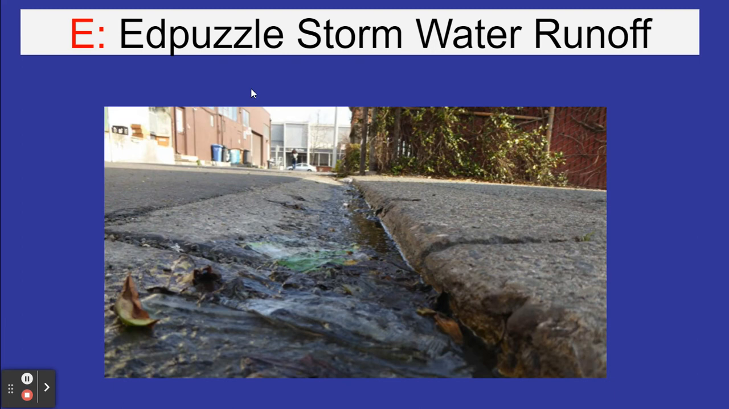So today for your exit, you are going to do an EdPuzzle on storm water runoff. Again, runoff, when it rains, it picks up the oil on the roads, the gas, and that water is drained into our drainage systems, into our rivers, then into our oceans.